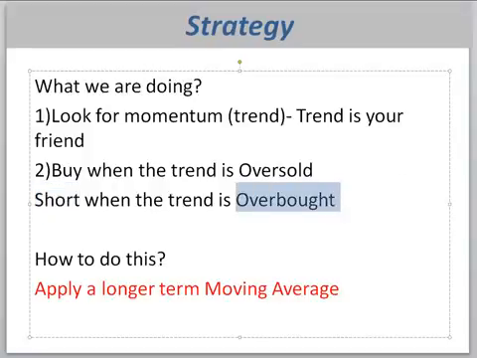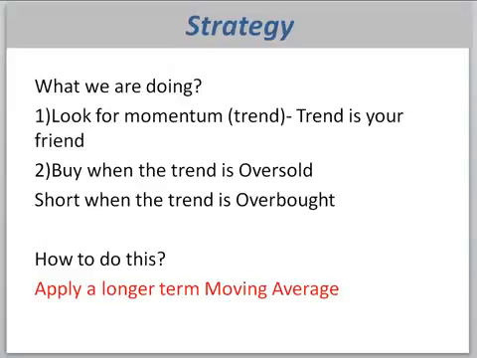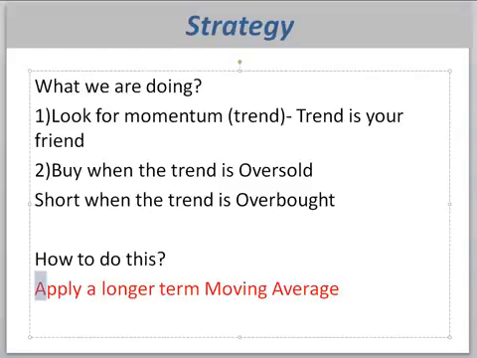Okay. So how do you do this? This sounds a little strange. You want to go with the trend. You want to be buying something that's strong even though it's weaker. So is it strong or is it weaker? How does that work? To do this, we're going to apply a longer term moving average.